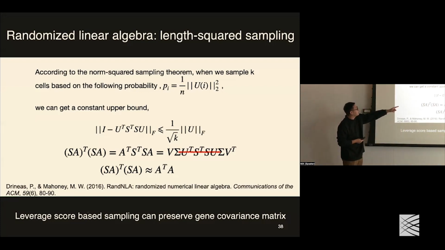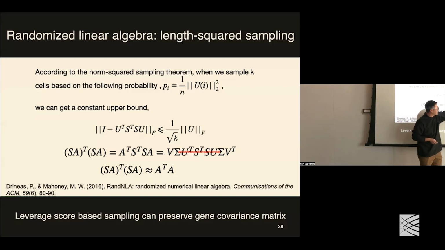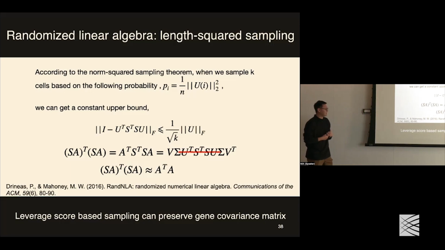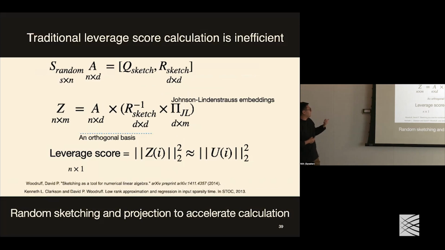Then if that part is equal to the identity matrix, you can see this will be V sigma square V transpose. Then these two parts are approximately equal to each other. But like I mentioned, it seems we need SVD to get this population. But the good thing is that we also found a different paper, Woodruff and David, where they come up with a new, faster method to calculate this leverage score.